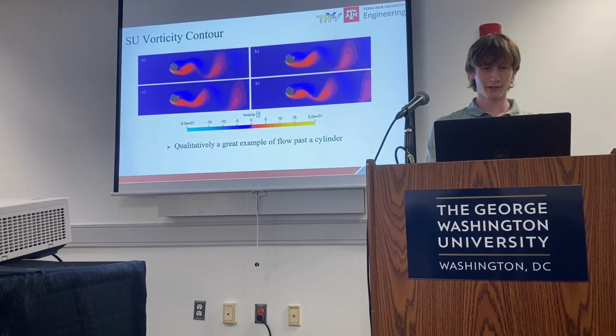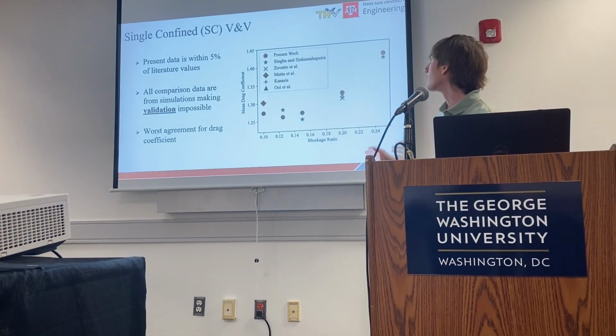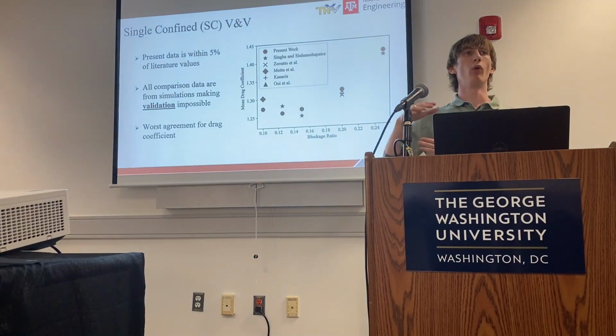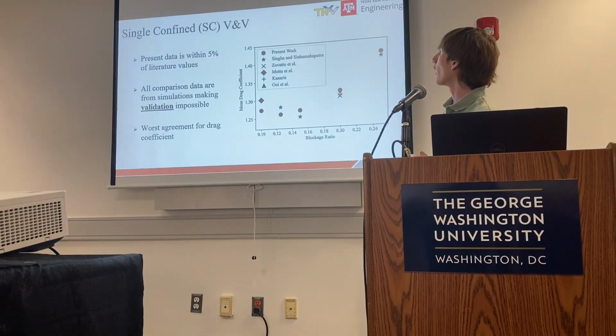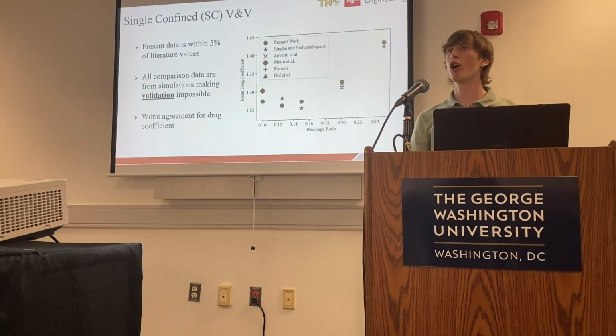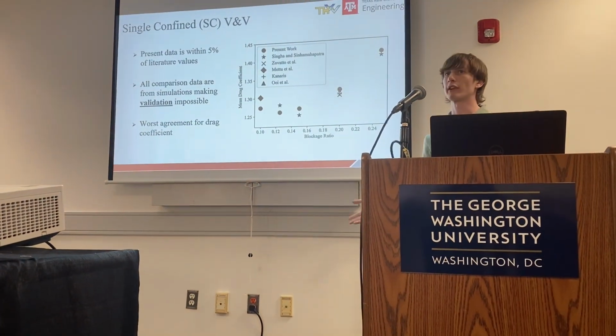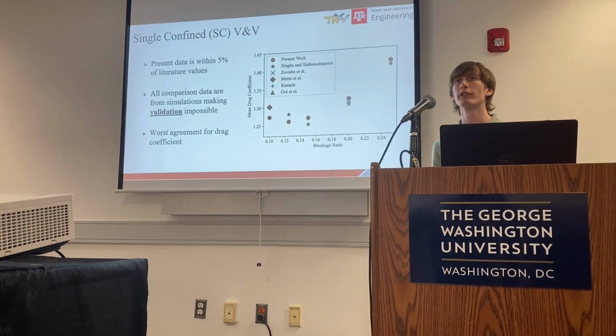So qualitatively, if we want to look at some pretty pictures, we can see that this is a good example of a cylinder. So if we look at the confined cylinder case, where we have those sidewalls, we see there is a lot less literature to compare to. So already, just by adding sidewalls, we're restricting the amount of literature available to compare.